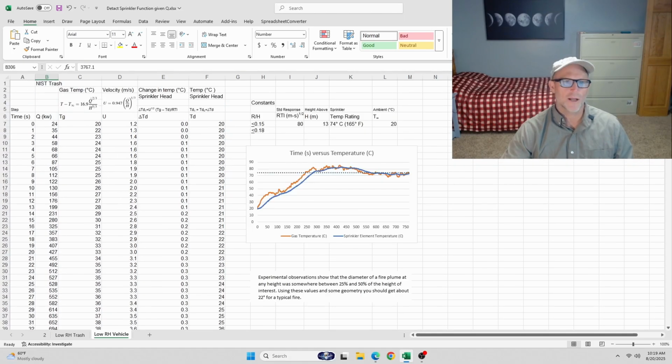3.7 megawatts. That is such a hot fire, it produces such hot gases at its base that it's actually going to overpower those drops coming down. The drops will actually pick up on the high velocity of the smoke plume and get pushed aside. You won't ever be able to control that vehicular fire with a standard head sprinkler system. It won't work. So these are just some thoughts I wanted to throw out there.